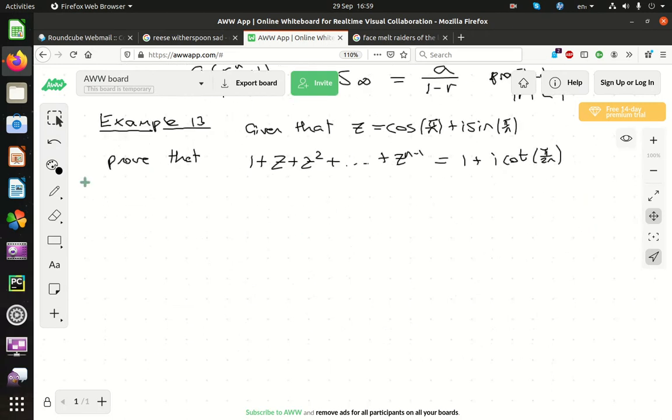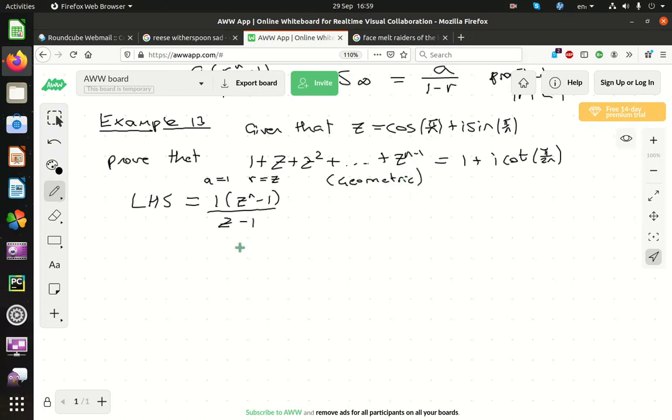Now, I started with the left-hand side, and the first thing you should notice is this is a geometric series. It's a geometric series with first term 1 and common ratio z, because we're multiplying by z each time to get to the next term, and it's a sum of a series. So what we've got here is a times r to the n minus 1 over r minus 1. Now, our a is 1, r is z, so it's going to be z to the n minus 1 over z minus 1. And that's just because it's a geometric series.